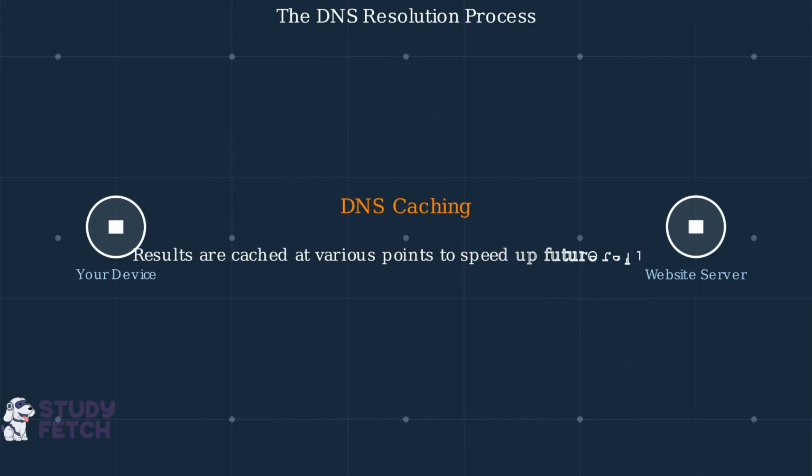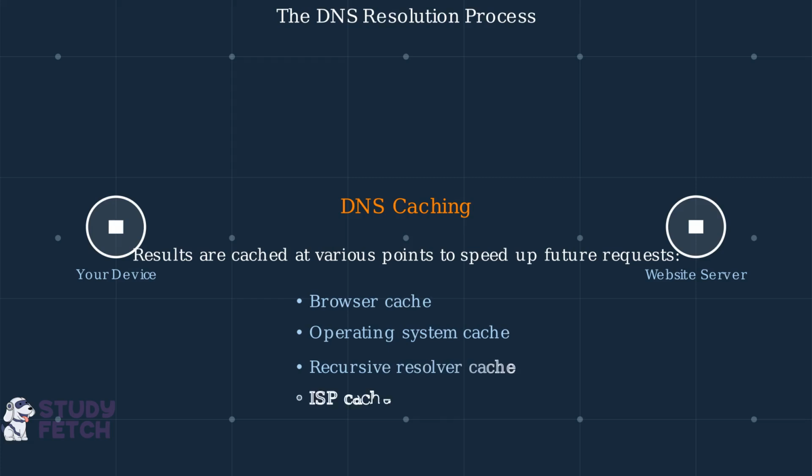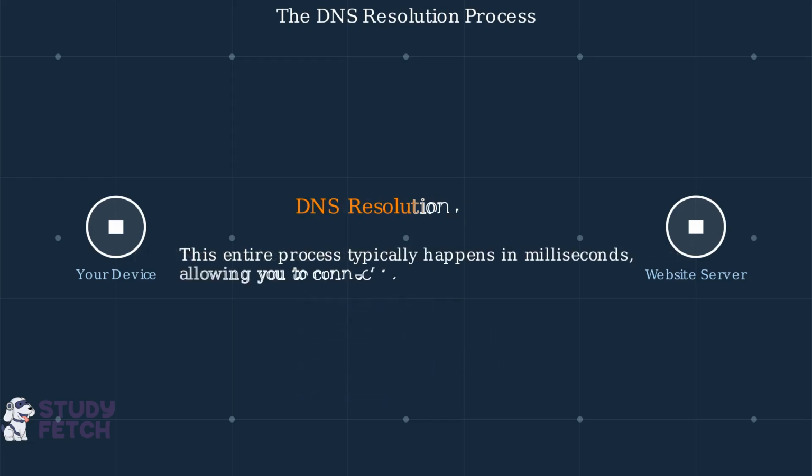DNS results are cached at various points along the path, such as in your browser, operating system, the recursive resolver, and your ISP's servers. This entire process typically happens in milliseconds, allowing you to connect to websites almost instantly.